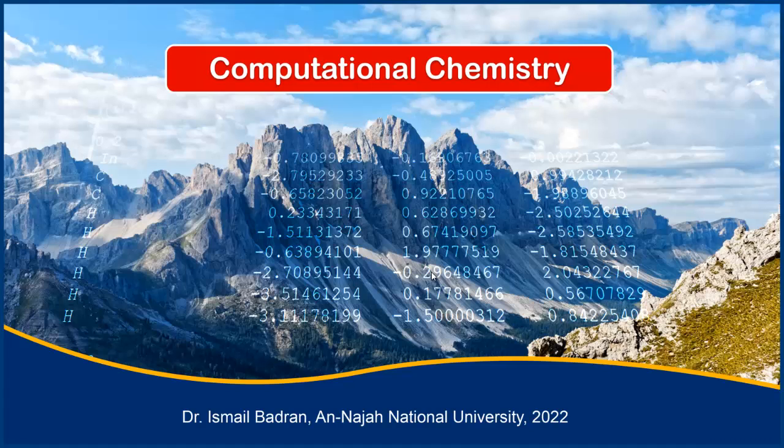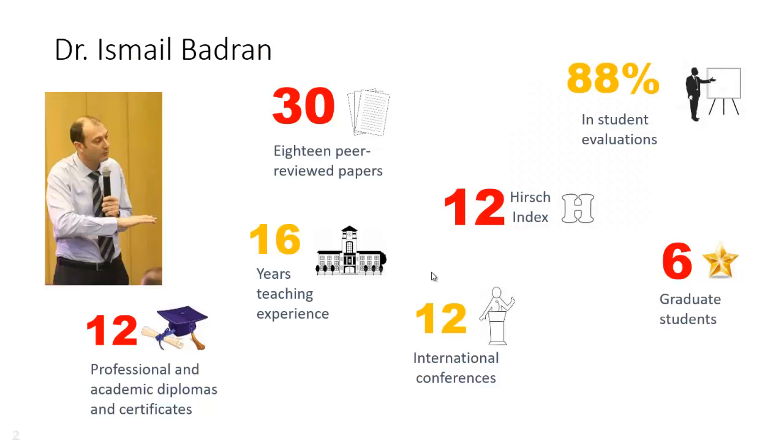So again, it's Ismail Bedran, and I have almost 10 years of academic experience. I am an associate professor of physical chemistry, right now working at An-Najah National University in Nablus, Palestine. I have around 30 peer-reviewed papers with an H index of 12. I have graduated a few students and participated in several international conferences. I have more than 16 years of teaching experience, and I also have some professional academic diplomas.